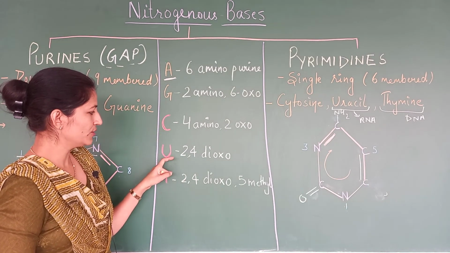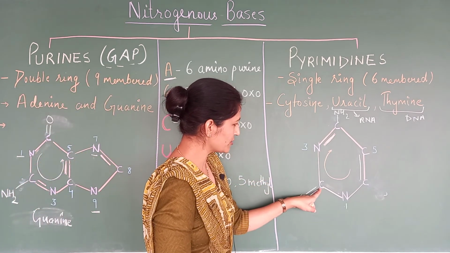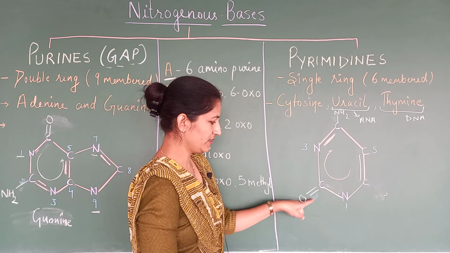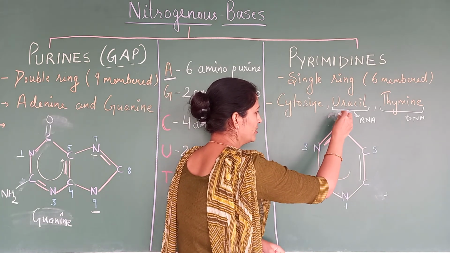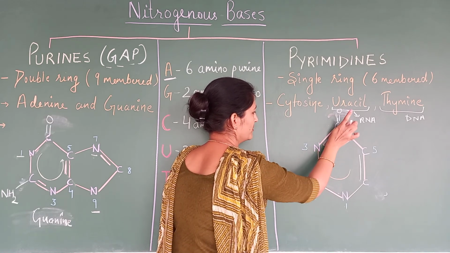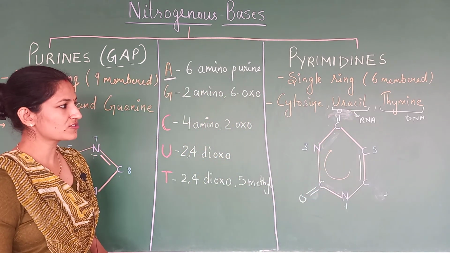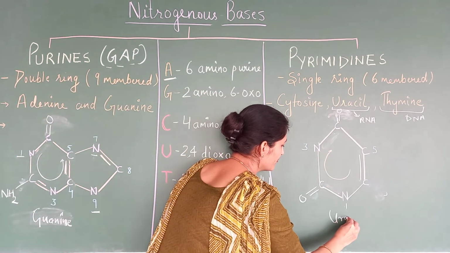For uracil, 2,4-dioxo. This is the second position. Already one oxo group is there and instead of amino there will be one more oxo group. This is the structure of uracil. Okay, this is the structure of uracil.